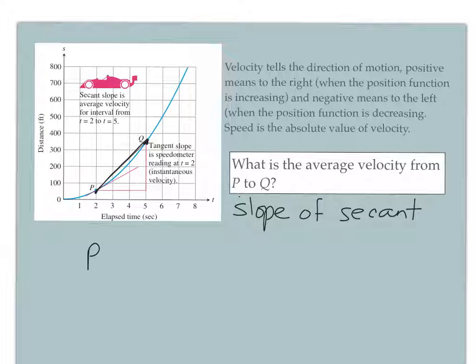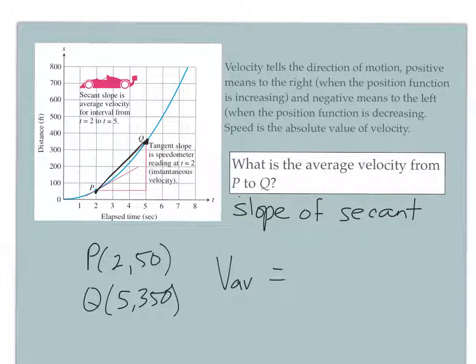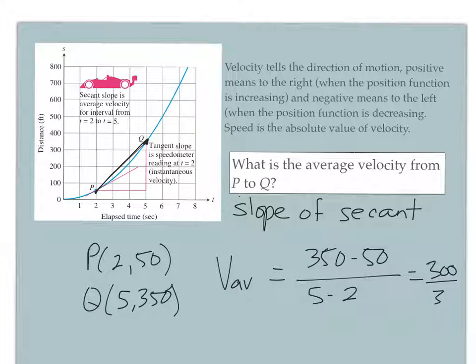So P, it looks like, is 2 and 50, and Q is 5 and 350. So our average velocity would just be 350 minus 50 over 5 minus 2, which is 100. Oh, what a surprise. It's 100. This is 100 feet per second, though, so it's different. So it's 300 over 3, which is 100 feet per second. So that is the average velocity of this race car.